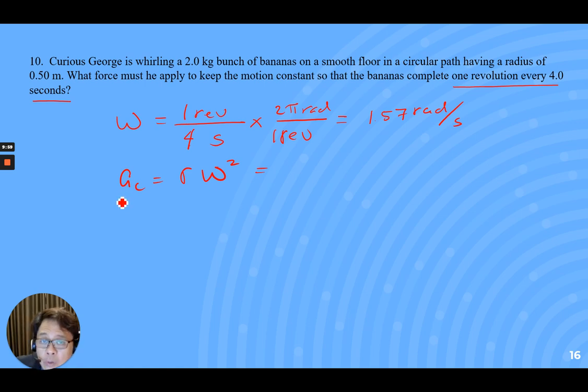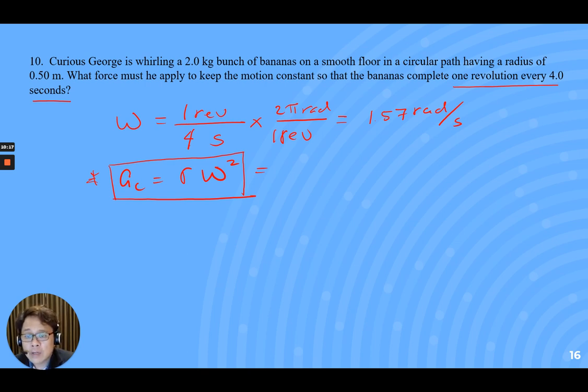Okay, next time we go to rotational motion. But for now, this is a new formula for the centripetal acceleration. So please take note of this formula. I'll put this in a box. For the first centripetal acceleration formula, we have v squared over r.